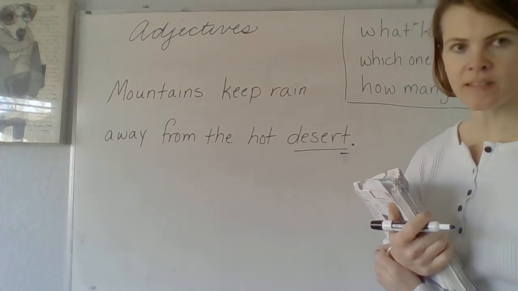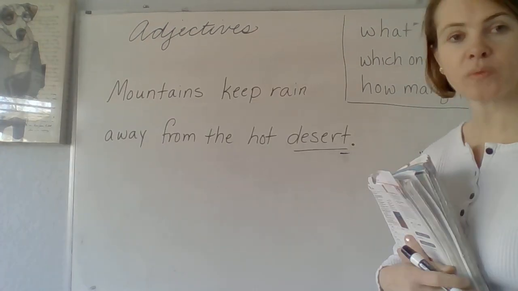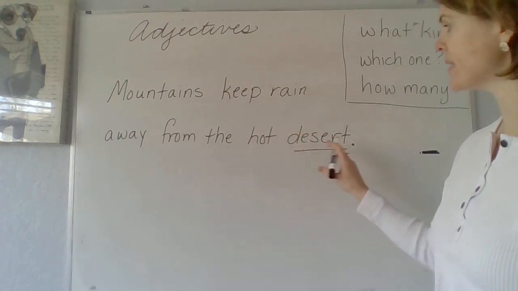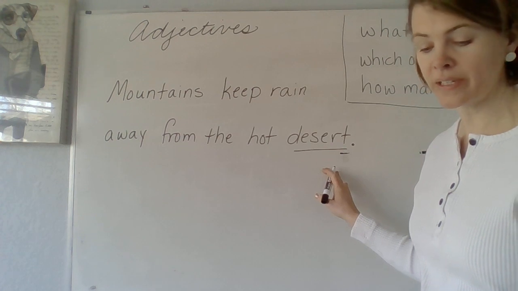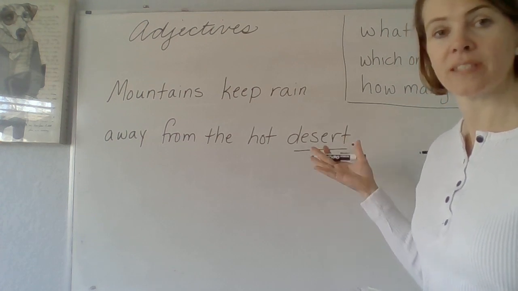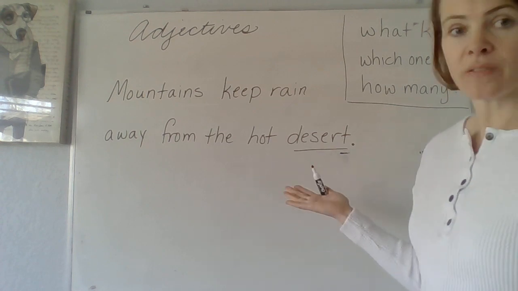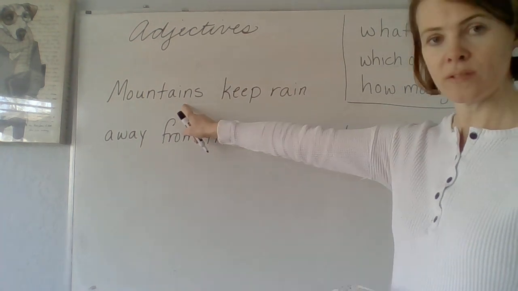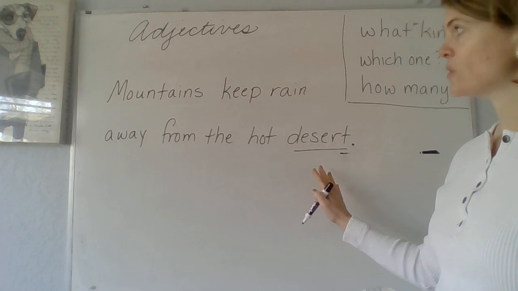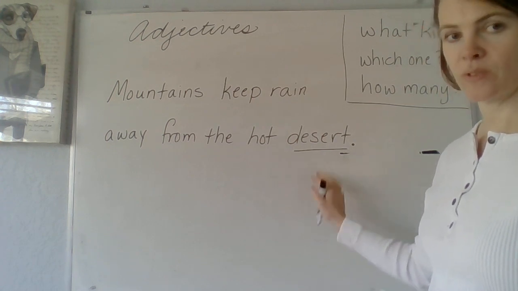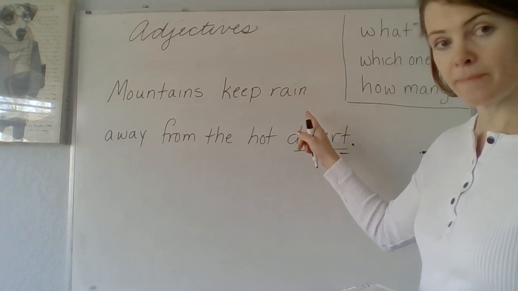In this sentence, they've underlined the word desert. Let's read our sentence. Mountains keep rain away from the hot desert. Now, we've already said in our previous sentence that desert is a person, place, or thing. It's a thing. It's a place, too. But there are other nouns in this sentence, like mountains, we know is a thing. But they've chosen this one for us to find the adjective that describes it. Rain is also a noun. Did you notice that?